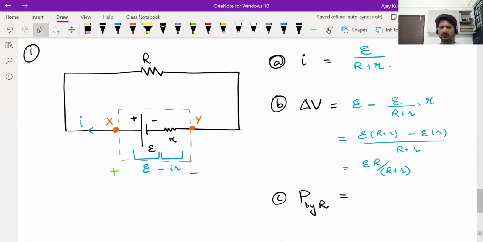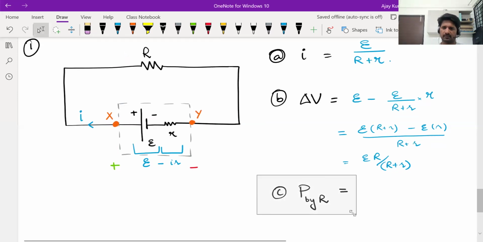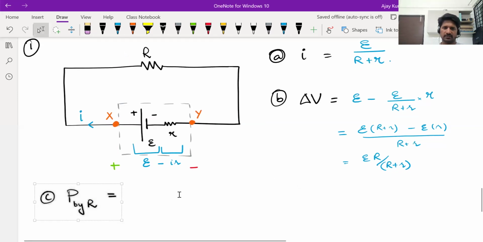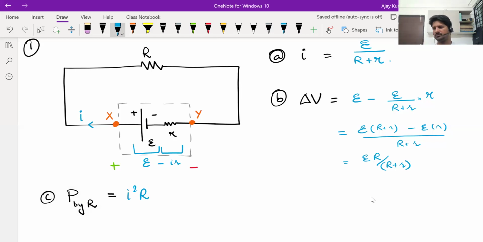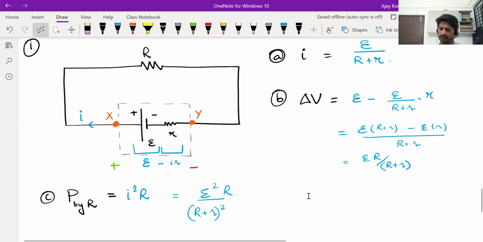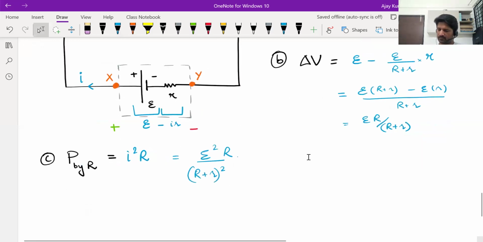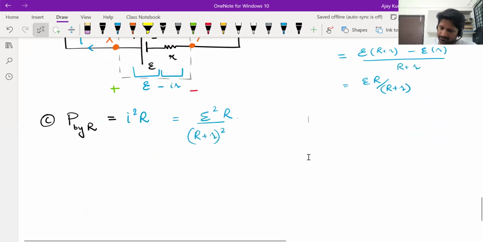You can use I square into R also. So power dissipated by the resistor, I square into capital R. These things you need to be careful about. Small r is the resistance inside the cell, internal resistance. Capital R is the external resistance. I is E by R plus r, so I square becomes E square by R plus r whole square, multiplied with capital R.